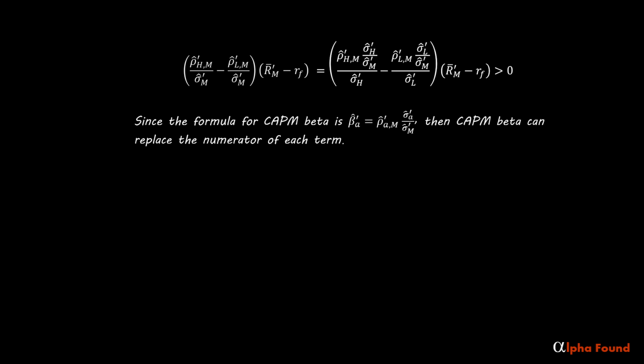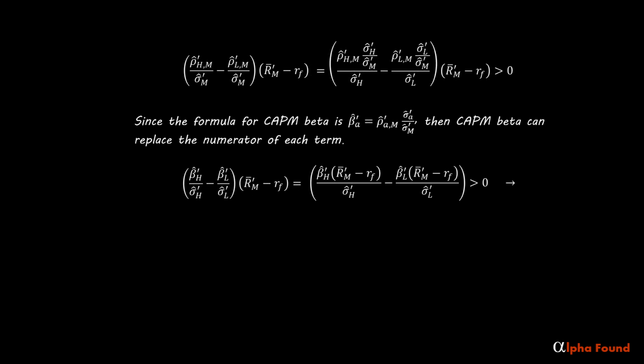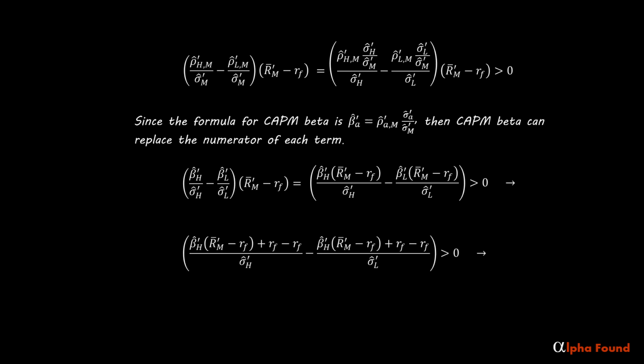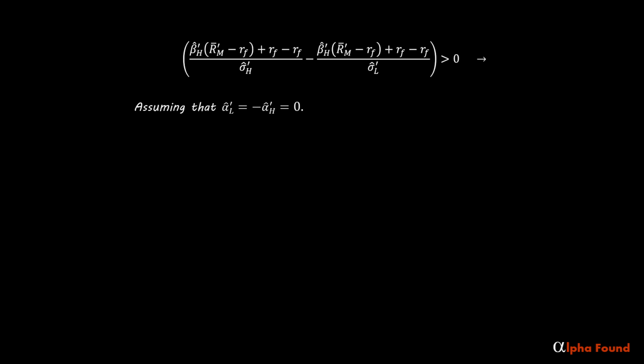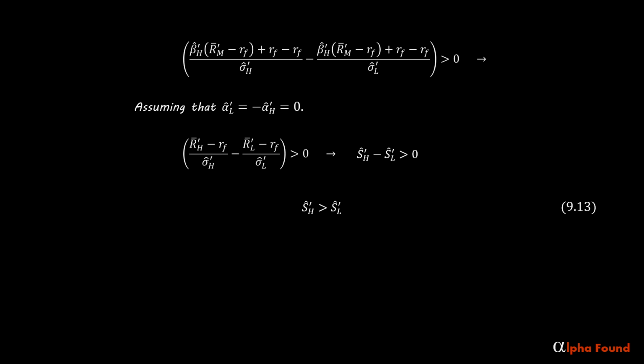Since the formula for CAPM beta is in the numerator of each term on the right, then CAPM beta can replace the numerator of each term. Then multiply through by the average excess return of the market, and then add and subtract the risk-free rate in the numerator of each term. If we assume the alphas are 0, then the Sharpe ratio of the high CAPM beta portfolio is higher than the Sharpe ratio of the low CAPM beta portfolio. By inspection, you will see that this pattern reverses if there is a generally falling market.